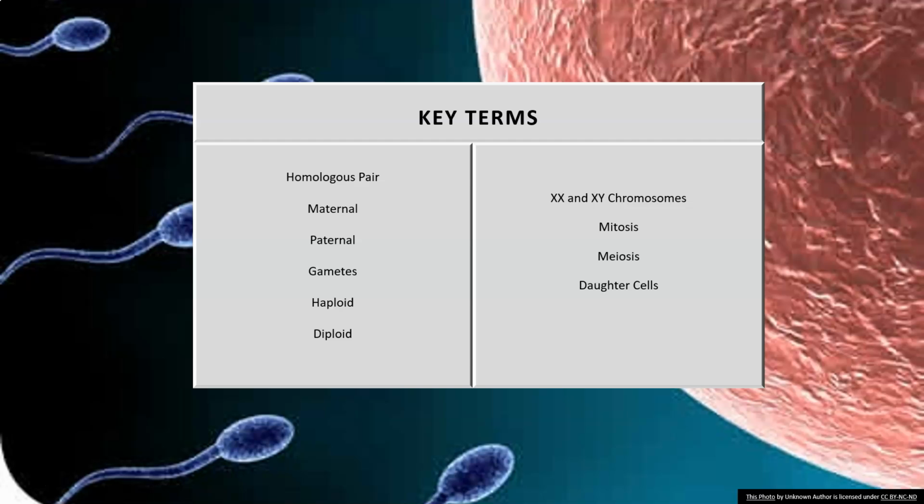So some key terms from this video have been our homologous pair, where our chromosomes are the same, maternal, paternal, gametes, haploid, diploid, X and Y, and XX chromosomes, mitosis, meiosis, and our daughter cell.